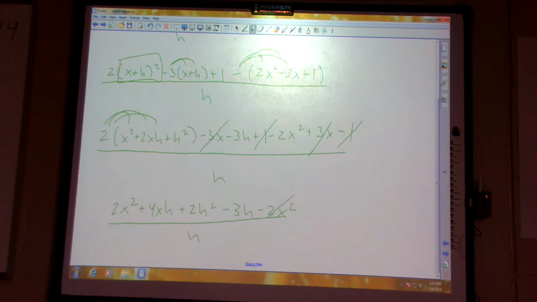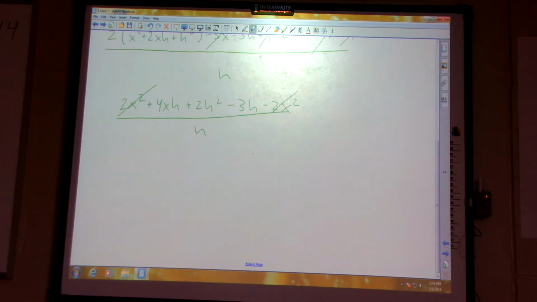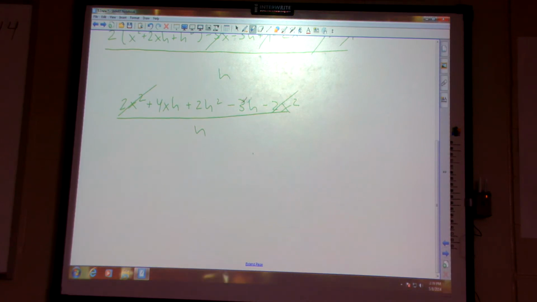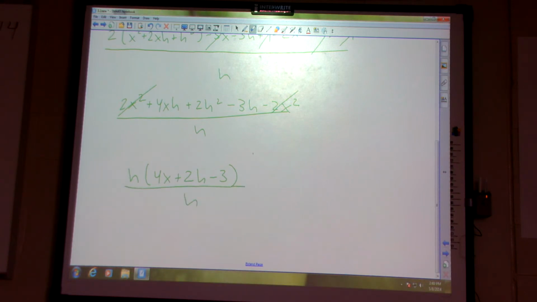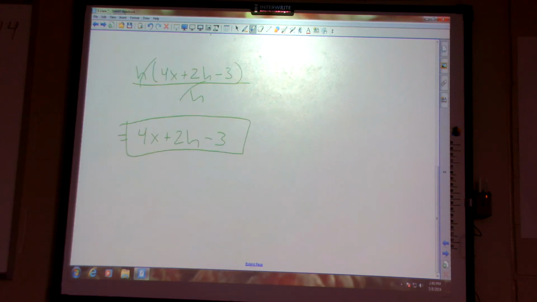That's nice because the 2x squareds cancel. Notice everything that's left better have an h in it. Because the next thing I want to do is factor it out. 4x plus 2h minus 3 all over h. Cancel, cancel. My answer is 4x plus 2h minus 3. Voila! Beautiful.